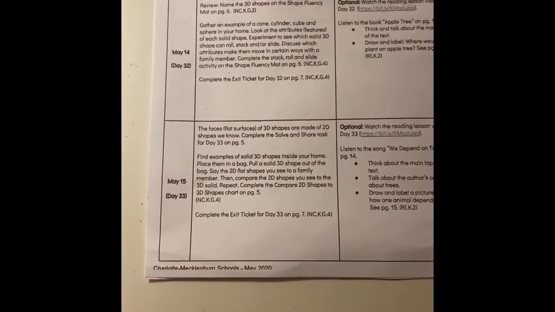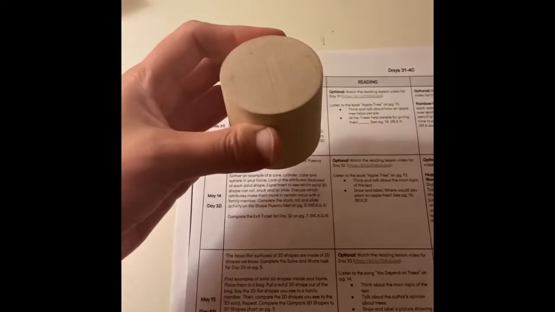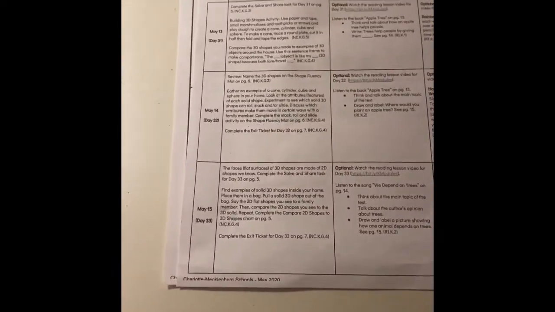So first of all, I know that for some of you, it's really been challenging to find 3D shapes in your home. I think the easiest ones to find are cylinder and sphere. Like if you have any sort of can, or toilet paper even is shaped like a cylinder. And if you have any sort of ball in your house, that's usually shaped like a sphere.